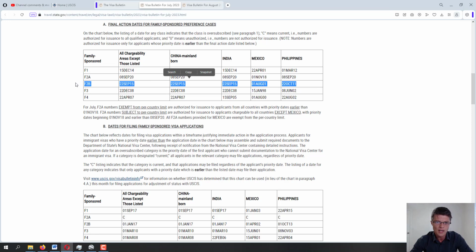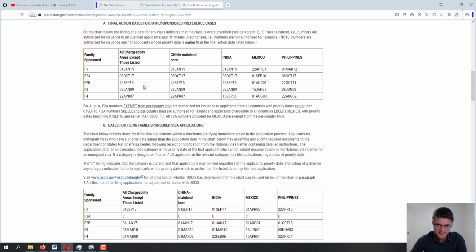So this is July. We're looking at July right now. Currently for all chargeability it is 22nd September 2015. Let's see what happened to F2B in August. Okay, so it's the same thing. No movement so far for F2B in August.